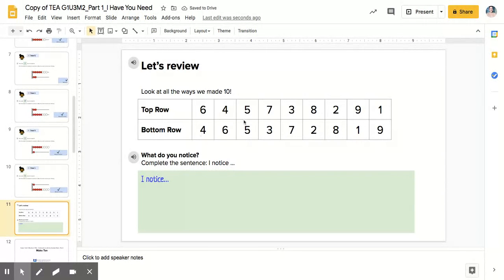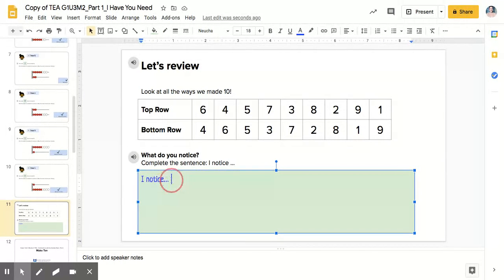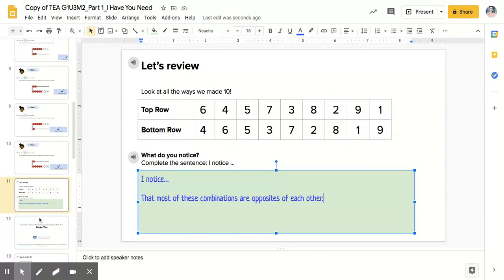These are all the combinations we just made to get to 10. 6 and 4, 4 and 6, 5 and 5, 7 and 3, 3 and 7, 8 and 2, 2 and 8, 9 and 1, and 1 and 9. What do you notice about these combinations? Think about it. Yeah, I notice that most of these combinations are opposites of each other, like 9 and 1 and 1 and 9. Both of those combinations make 10.